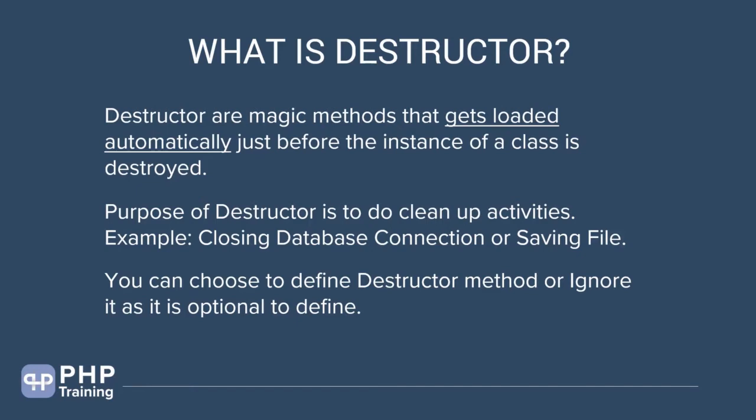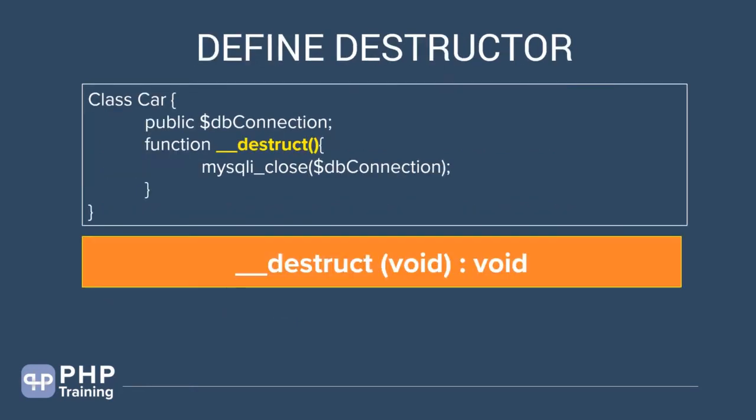So let's understand how to define a destructor. It's a similar notation. You have double underscore and the keyword is called destruct. There's no parameter to pass and no return type. You should not pass any value to a destructor. Basically you don't call the destructor because it gets called automatically. So the destructor method does not have any input parameters and it doesn't return any value.